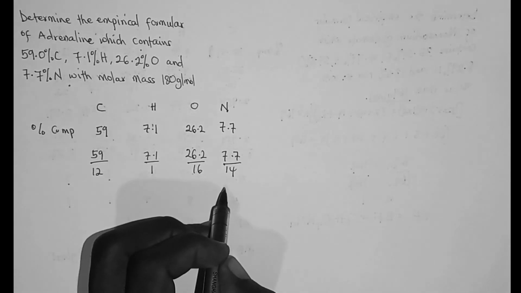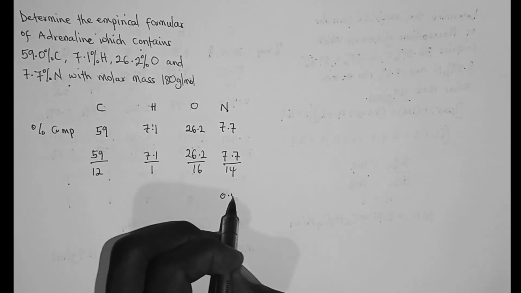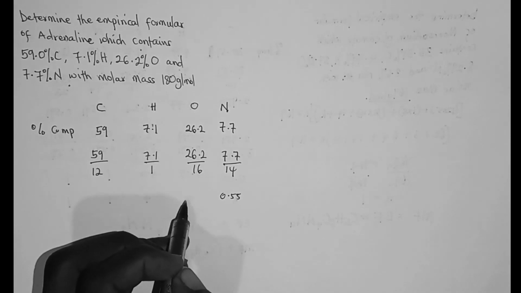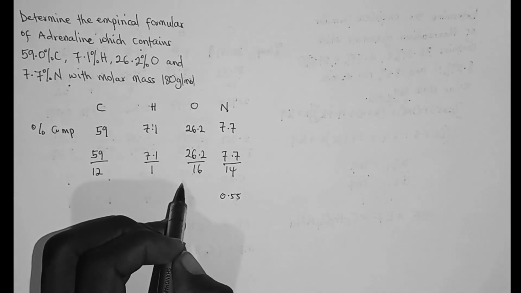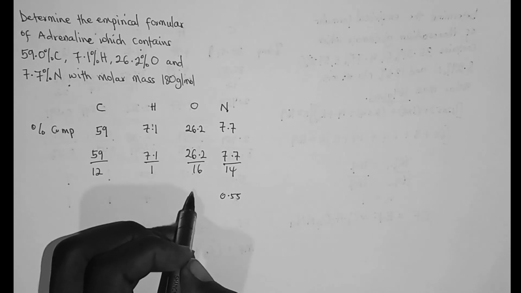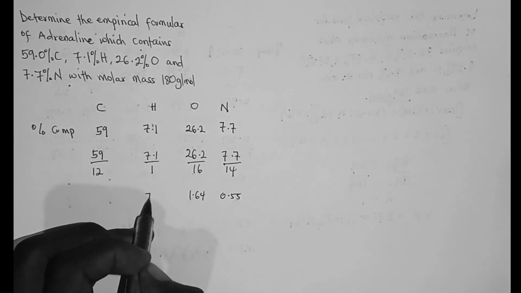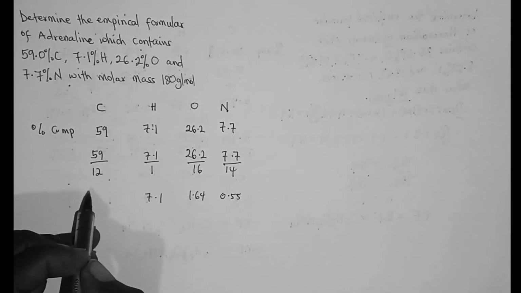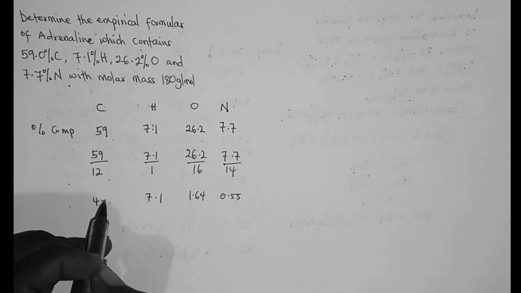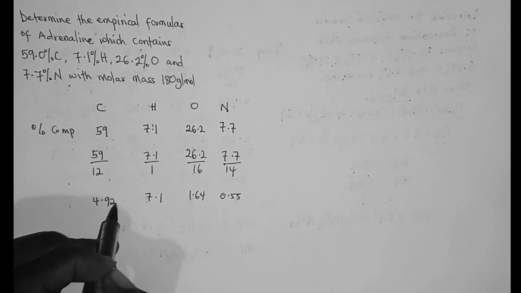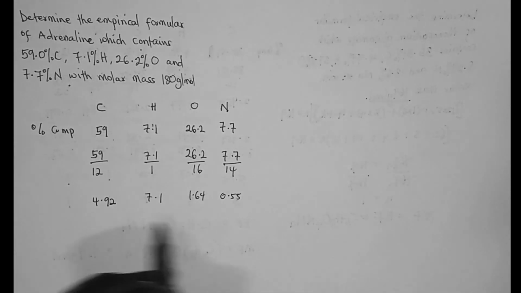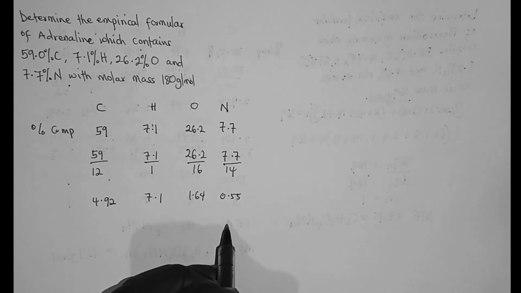So 7.7 divided by 14 is 0.55. And then 26.2 divided by 16 is 1.64. And for hydrogen, it's here 7.1. And for carbon, 59 divided by 12, that is 4.92. So you take the smallest, which is 0.55, and divide through.